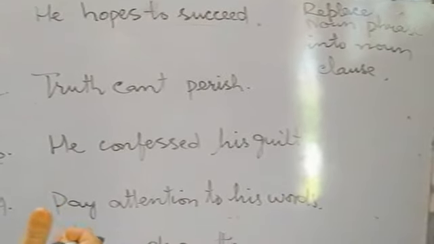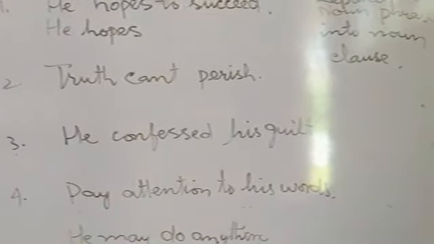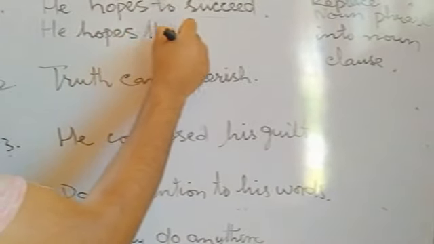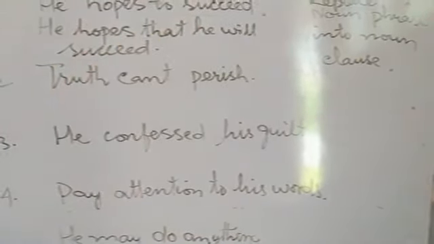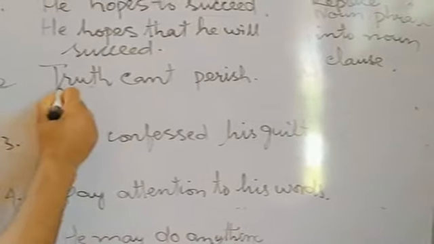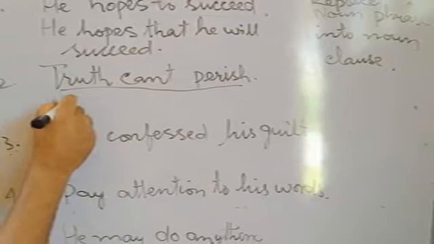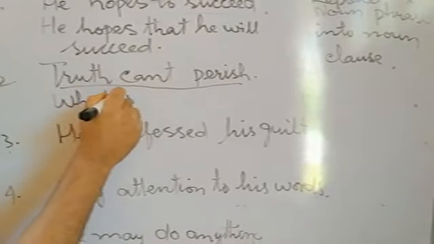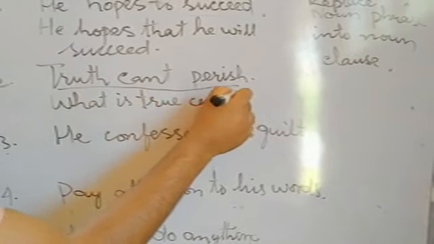He hopes to succeed. It will become: he hopes that he will succeed. Truth cannot perish. We have a noun phrase here, and we change it into a noun clause: what is true cannot perish.